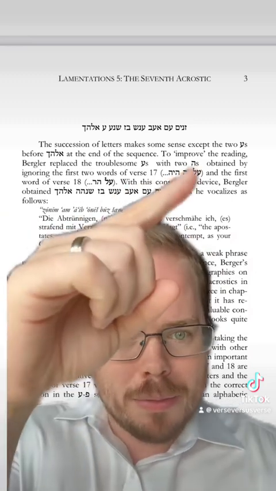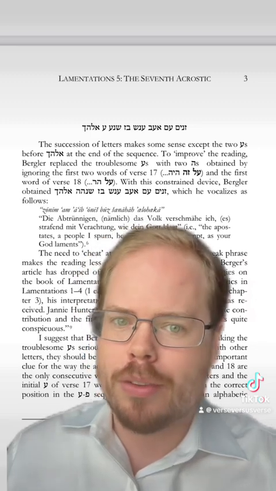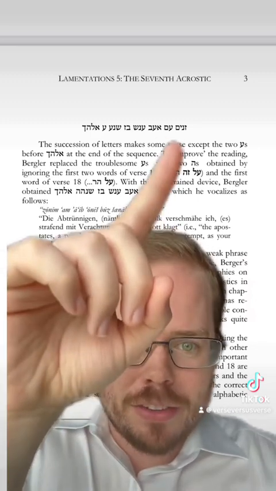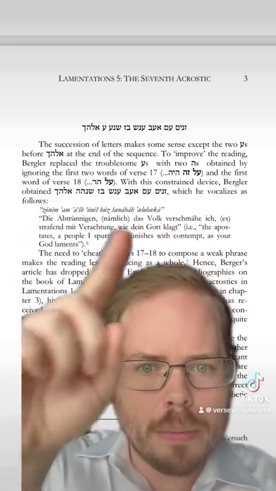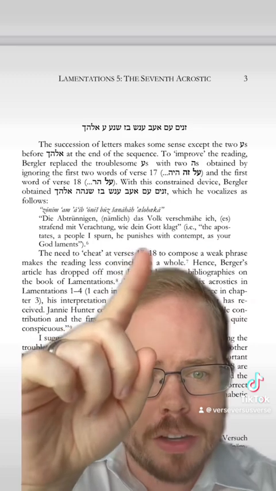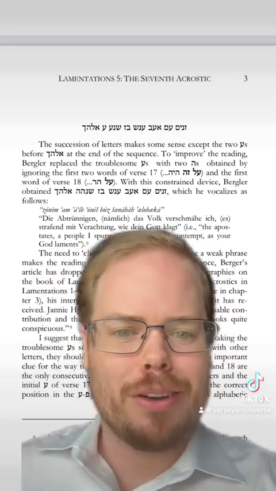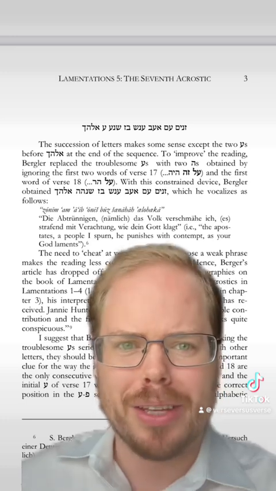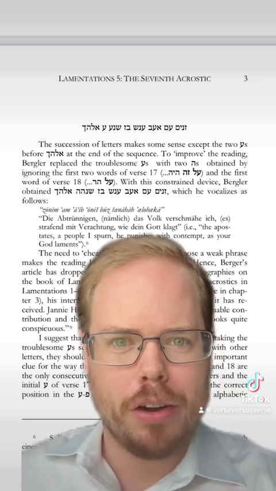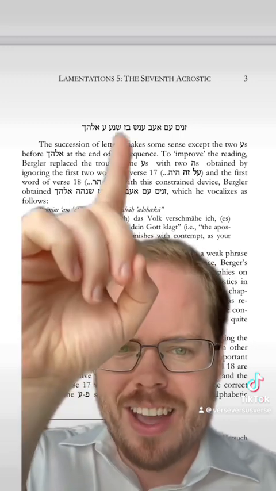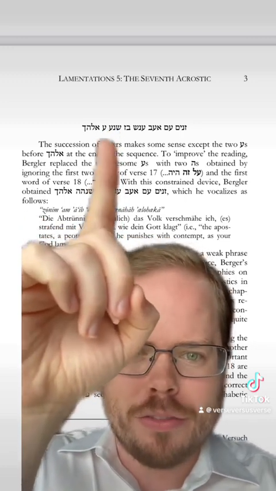If you replace them with 2 heys, which admittedly I'm not sure that Bergler has a reason to do that besides making the message work, but if you do make that change, then this spells out instead this message, which in English is the apostates, a people I spurn. He punishes with contempt as your God laments. Now, this actually is quite in keeping with the themes of Lamentations. It's a very dark book, but the reason I'm not persuaded by Bergler's attempts is because it kind of just discounts these 2 ayins that don't fit in with the message.